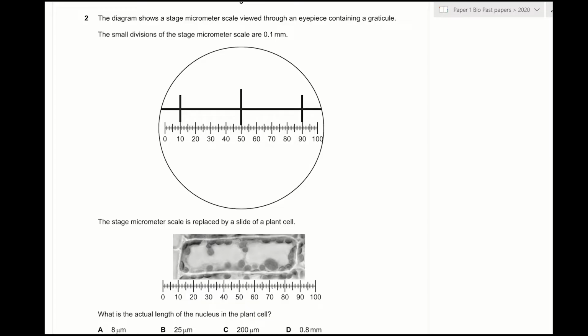Question number 2. The diagram shows a stage micrometer scale viewed through an eyepiece containing a graticule. The small divisions of the stage micrometer scale are 0.1 millimeters. The stage micrometer scale is replaced by a slide of a plant cell. What is the actual length of the nucleus of the plant cell? So let's first start by identifying which is the micrometer scale and which one is the eyepiece graticule. Here, this is the stage micrometer, and this ruler divided into 100 divisions is going to be the eyepiece graticule.